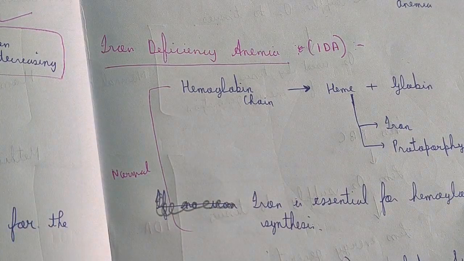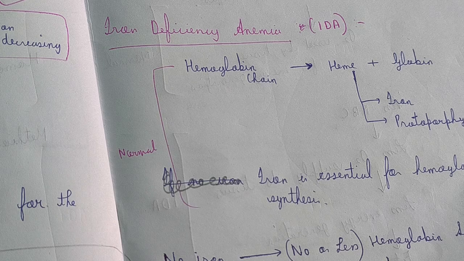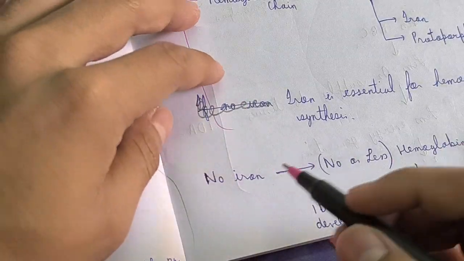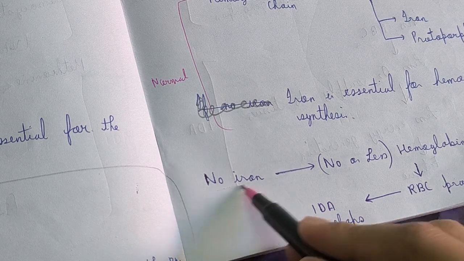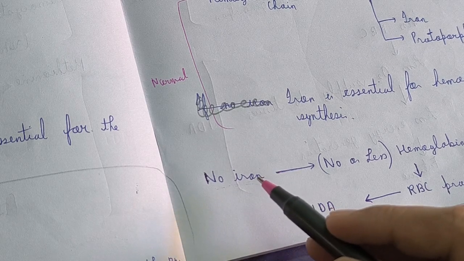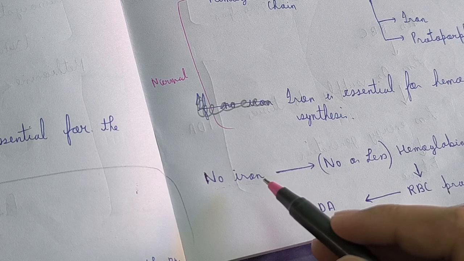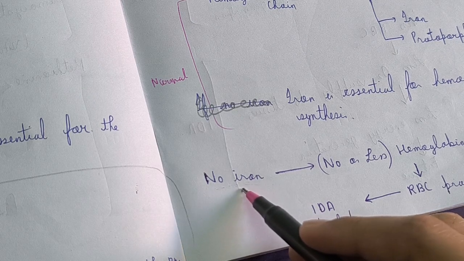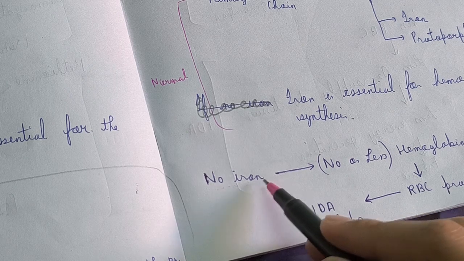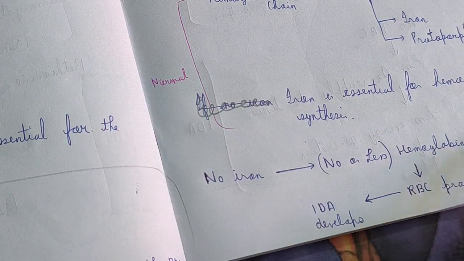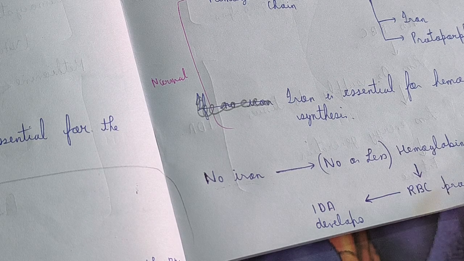But now I am going to explain the abnormal. Due to a disease or a problem, no iron has been taken in. It can be due to pregnancy, where the requirement increases, or there is a deficiency of iron in the diet. So no iron means no or less hemoglobin synthesis. As hemoglobin chain synthesis reduces, hemoglobin synthesis automatically reduces.